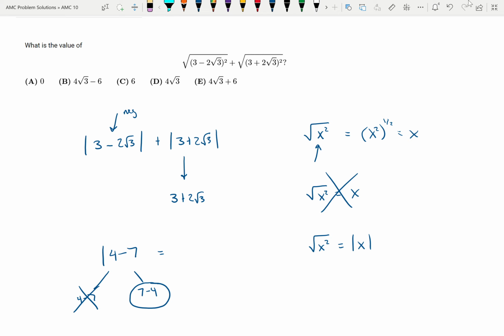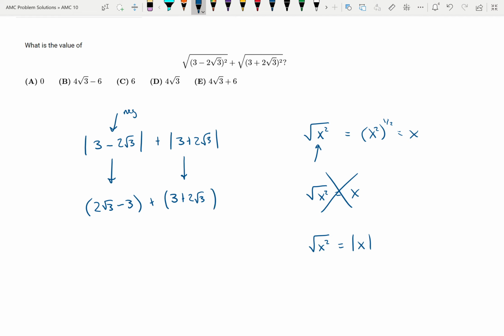So same deal with 3 minus 2 root 3. That's going to evaluate to 2 root 3 minus 3, plus that other term. And so then the 3's will cancel. That evaluates to 4 root 3. So the answer is choice D.